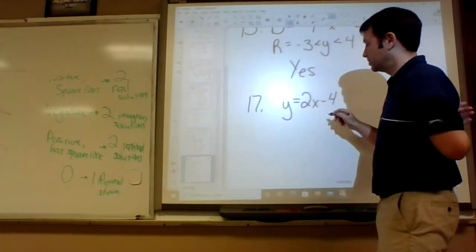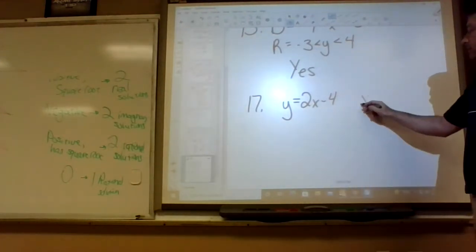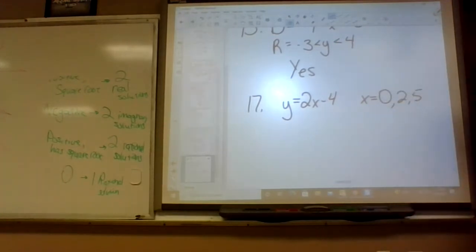We have to graph too. Why is this water warm? And the x's are 0 to 5. I ran out. Stop. Okay.